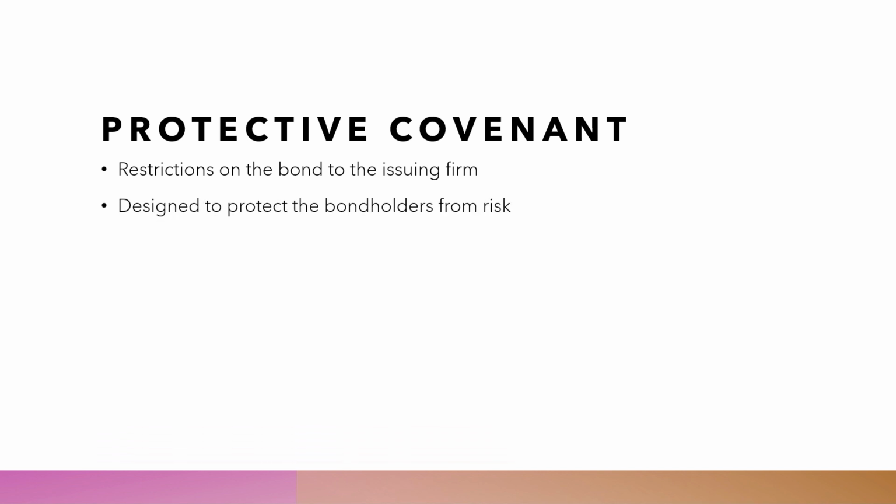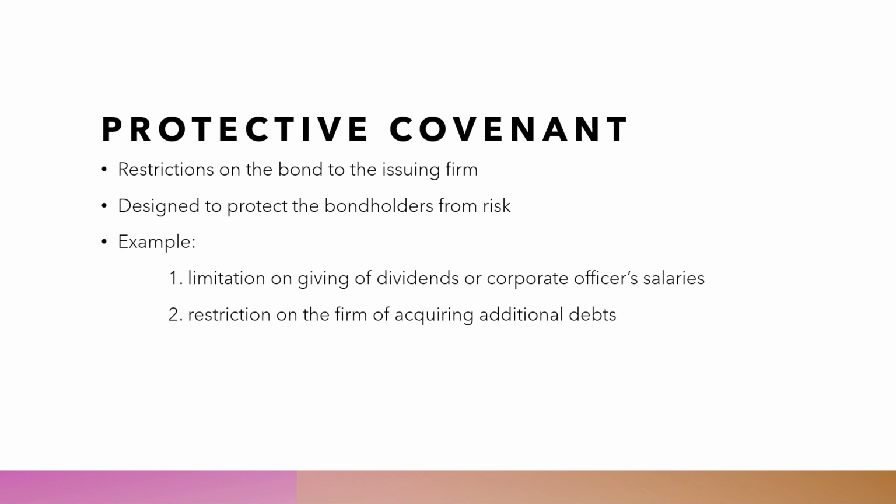The second characteristic that differentiates bonds with each other is protective covenants. Protective covenants are restrictions on the issuing firm that are designed to protect the bondholders from being exposed to risk during the investment period. An example is a limitation on the firm giving dividends and corporate officer salaries during the term of the bond. Second is the restriction on the firm acquiring additional debt.